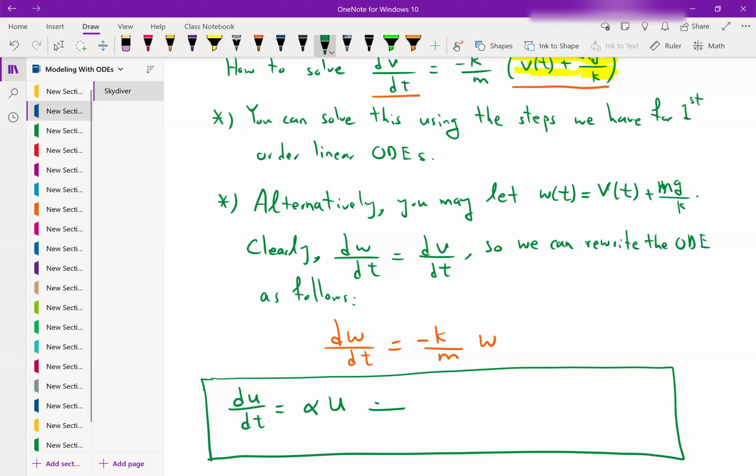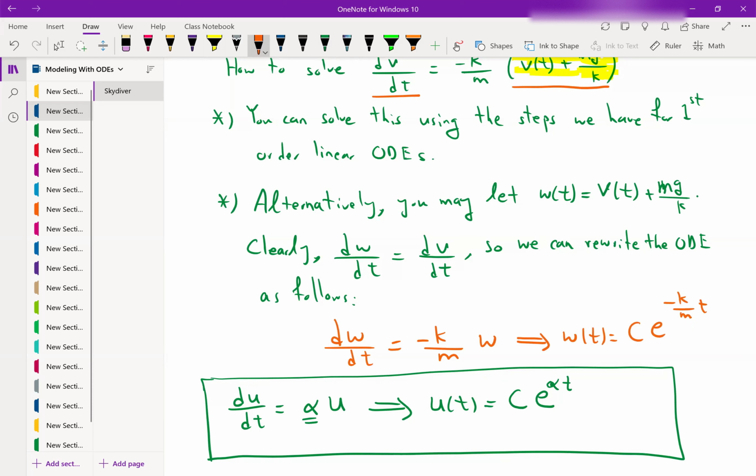The solution is exponential. You can immediately say u of t is equal to an arbitrary constant times e to the power of alpha t. Alpha is the constant number that appears as the coefficient. So knowing this basic fact, you can immediately say that W of t here is C times e to the power of negative k over m t. So this is our shortcut.